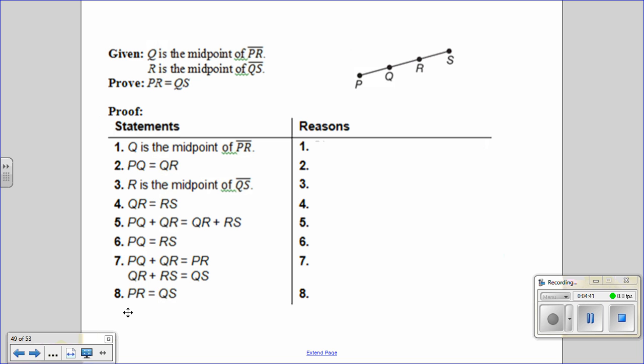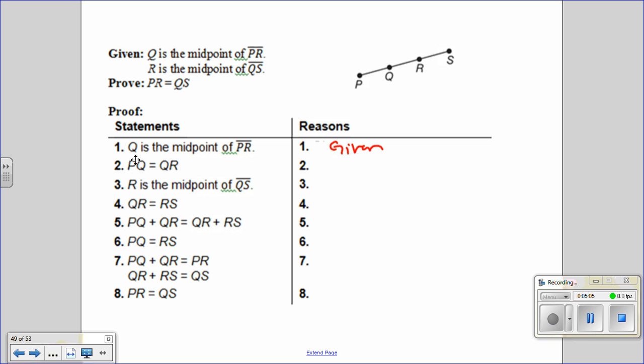So here's our first proof. Again, it gives us the statements. We have to state the reasons. Given Q is the midpoint of PR, and if you look at statement 1, that's the very first sentence. So again, no matter what the scenario, statement 1 is always given.